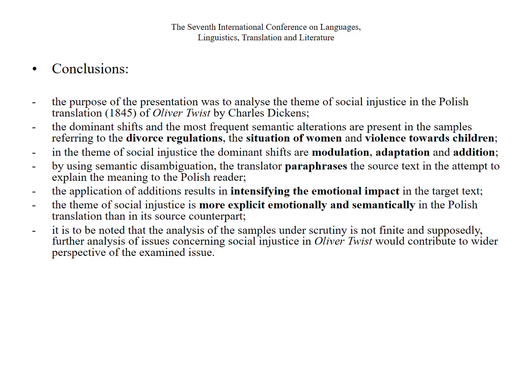The translator paraphrases the source text in the attempt to explain the meaning to the Polish reader. The application of additions results in intensifying the emotional impact in the target text. As a result, the theme of social injustice in the analyzed samples is more explicit emotionally and semantically in the Polish translation than in its source counterpart. It is to be noted that the analysis is not finite, and supposedly further analysis of issues concerning social injustice would contribute to a wider perspective of the examined issue.